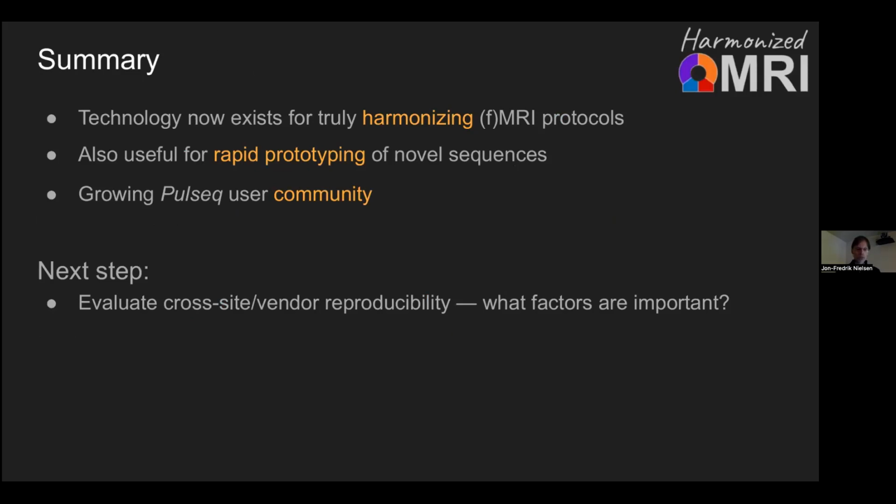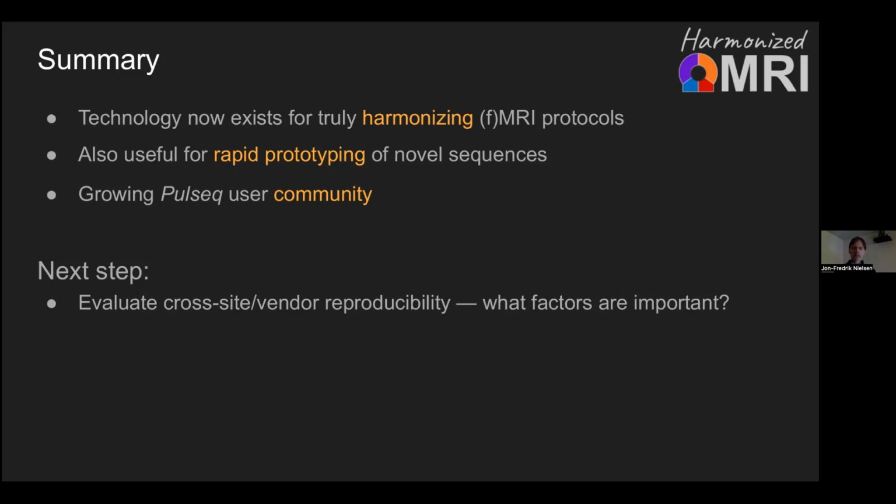So I will summarize here. I would say that the technology exists for truly harmonizing fMRI protocols down to the individual waveform sample level. This is useful for harmonizing fMRI protocols and other protocols, but also for rapidly prototyping new sequences. And there's a growing PulseSeq user community. I think you'll see a lot of presentations like this at ISMRM this year, and people are really starting to put this to good use for a range of applications.